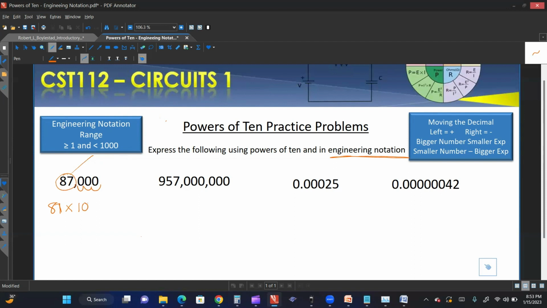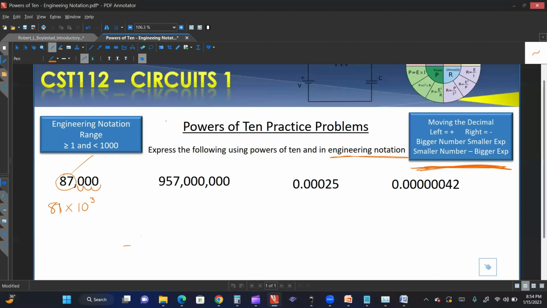times 10 to the what? Just like before, we have some rules whenever we're moving the decimal. We're making this number smaller, so we need to make the exponent bigger. So we move it three places to the left, so this would be 87 times 10 to the third.